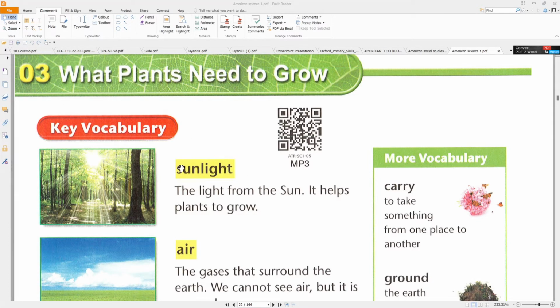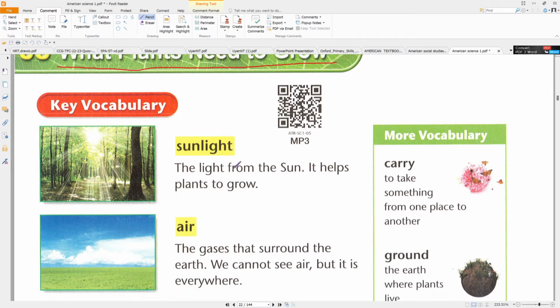Today I'm going to show you some more science, but today we have a new subject instead. It's what plants need to grow. So let's find out in the words.